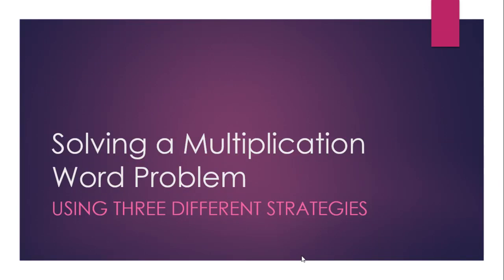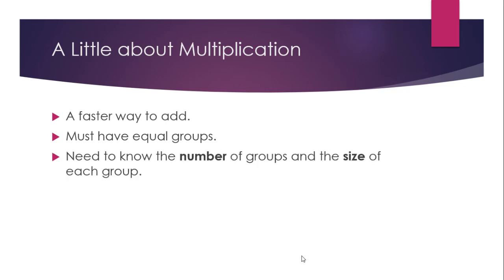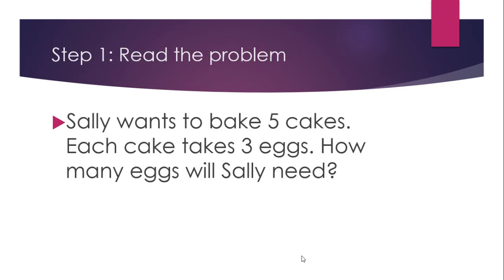The purpose of this video is to show you how to solve a multiplication word problem using 3 different strategies. Before we begin, let's think a little bit about multiplication. Multiplication is a faster way to add. You must have equal groups when you multiply, and you need to know the number of groups and the size of each group when you're solving a problem. That'll be a little clearer as we go through our sample problem today.